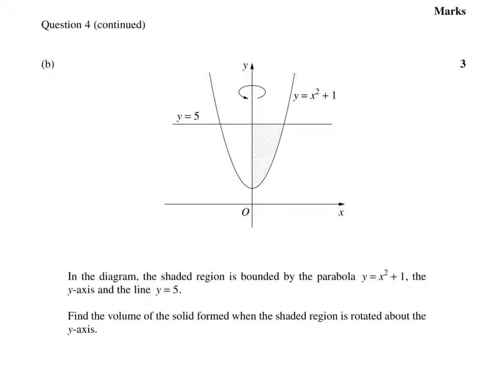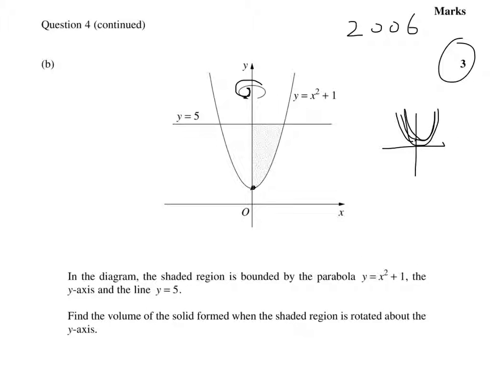That's 2006. Again, it's worth 3 marks, and as you see it's revolving about the y-axis. It's a parabola. Normally the parabola y equals x squared will be just going through the origin. This one is lifted 1 unit up, so therefore this point on the y-axis is (0, 1).